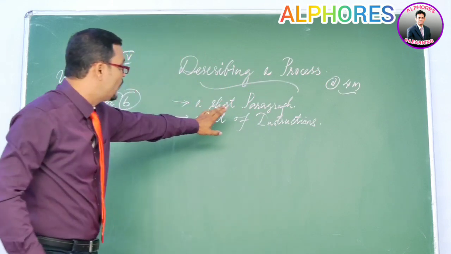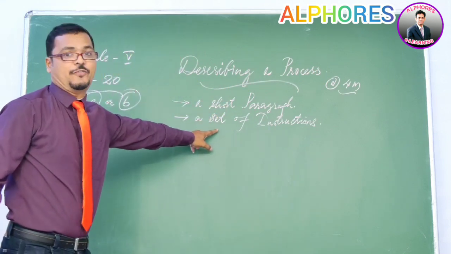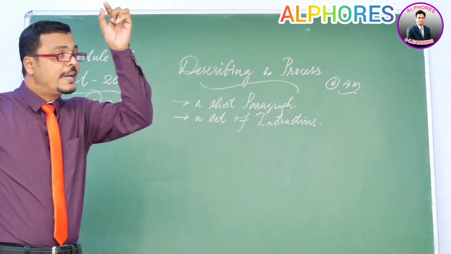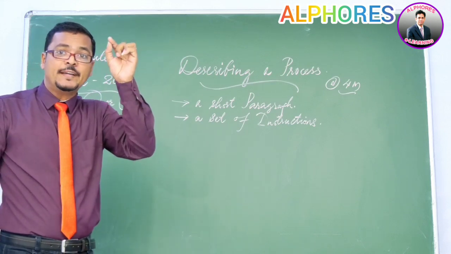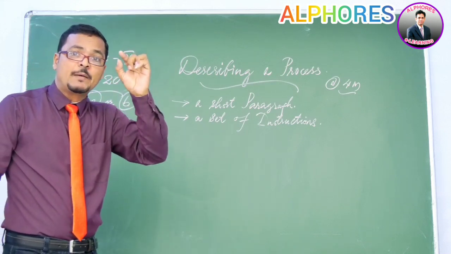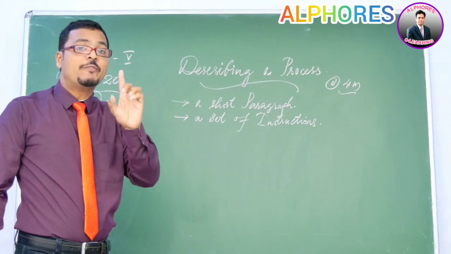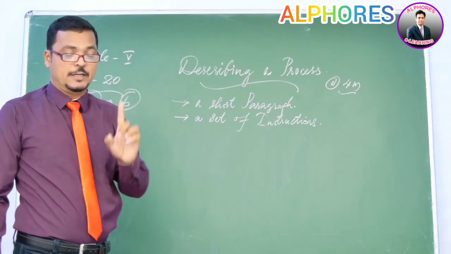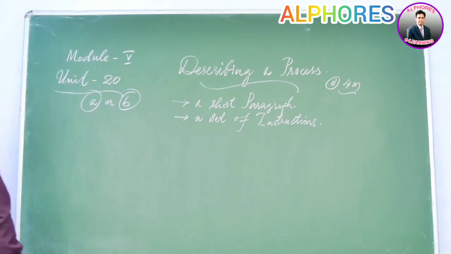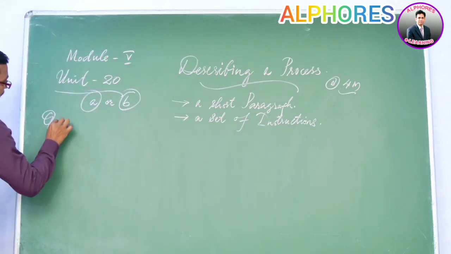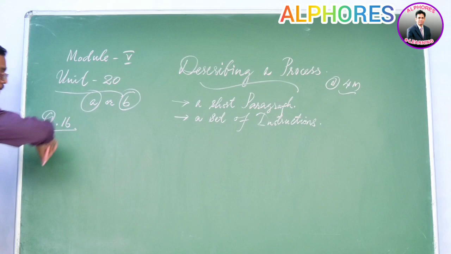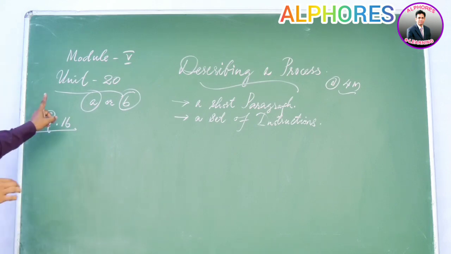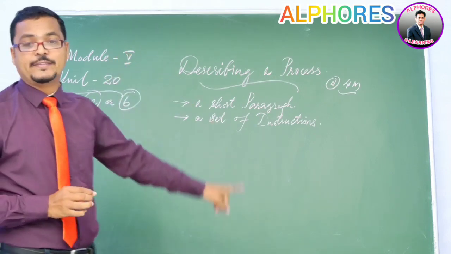In case you are asked to write a set of instructions, you had better number them. Using some bullets or numbers, you can number them and write them down. You have to be very careful in reading the question in the question paper. You know, children, this is question number 16 in the question paper, under section C.